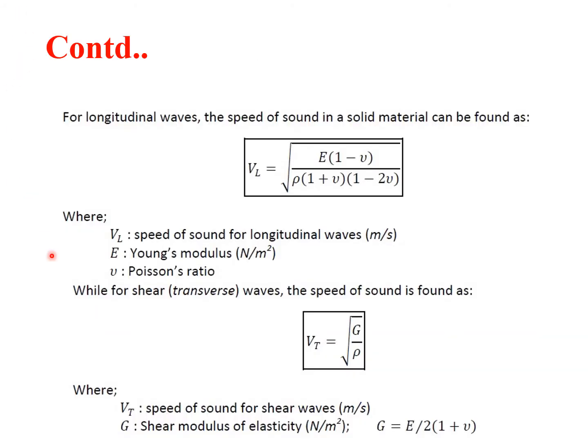For longitudinal waves, the speed of sound in a solid material can be found as shown here. The longitudinal velocity is equal to the square root of E into 1 minus Poisson's ratio divided by rho into 1 plus Poisson's ratio into 1 minus 2 times the Poisson's ratio. So it depends mainly on the elasticity, the Poisson's ratio, as well as the density of the material.